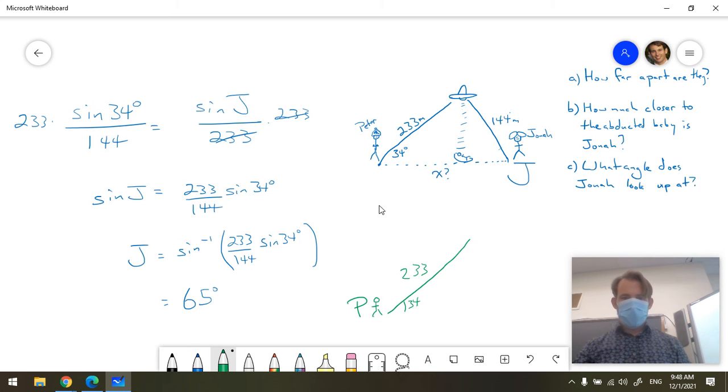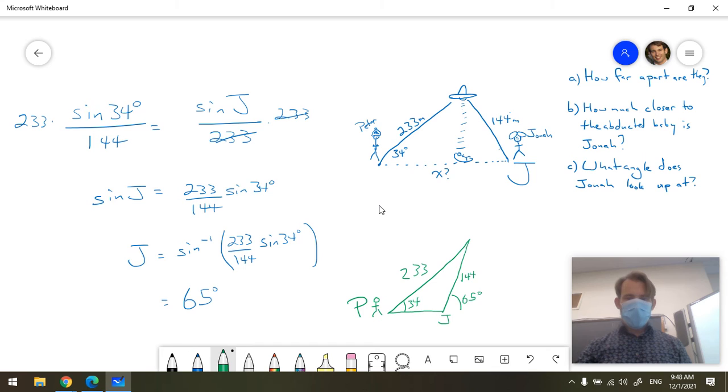And then here is Jonah looking up at 65 degrees. The distance from him to the spaceship is still 144, but now the 65 degrees is on the other side. Okay, so that would give us a different distance between the two of them. Now the baby is over here. This is Jonah over here, J, and the baby would now be right below the spaceship, right about there.